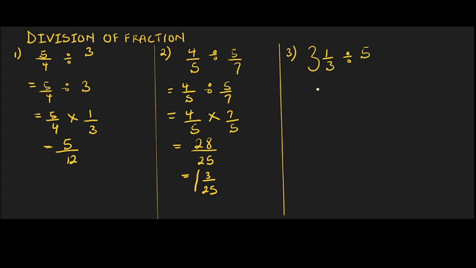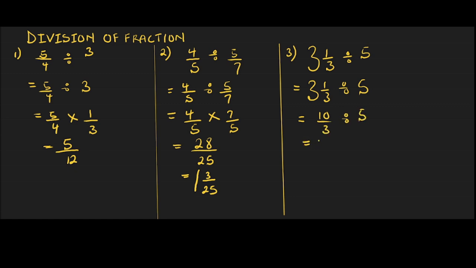Then we have the third question here: 3 whole number 1 over 3 divided by 5. Here we are having a mixed number divided by a whole number. What do we do here is this: we change this to an improper fraction. That is 3 times 3, 9 plus 1. It's going to be 10 over 3 divided by 5.